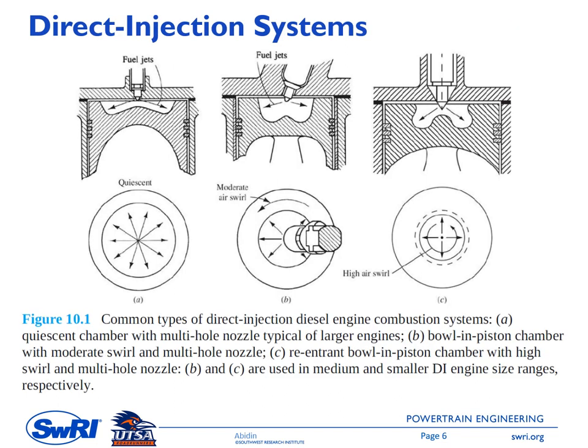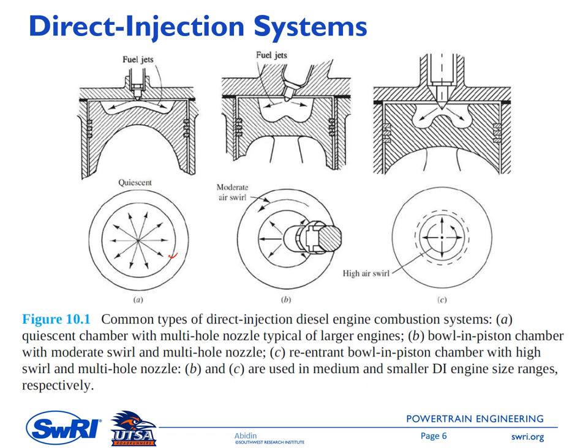This figure is showing different varieties of the direct injection system. The figure on the left side, A, is a direct injection system with a quiescent condition, so no swirl and no tumble of the mixture inside the chamber. And you can see that there is more than one nozzle. In here you can count 1, 2, 3, 4, 5, 6, 7, 8, 9, 10, so there are 10 nozzles here.